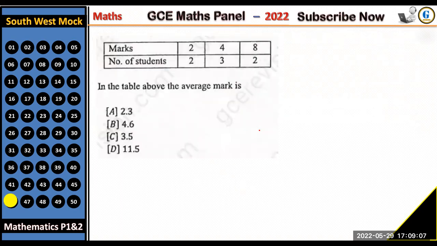Question 46. In the table above, the average mark is. So how do we get the average mark? Since it's a frequency distribution table, what we do is we multiply each mark by the frequency. The frequency is the number of students here. So 2 times 2 plus 4 times 3 plus 8 times 2.